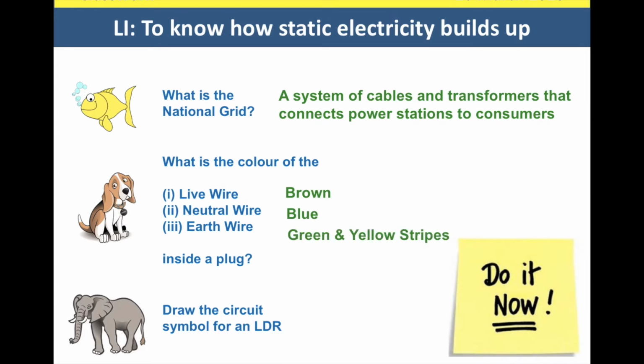And then finally you were asked to draw the circuit symbol for the LDR. That's something that we did quite a long time ago now. So to do that you would have drawn a normal resistor, then you would have put a circle around that resistor and two arrows going towards it on the left hand side representing light going towards it.